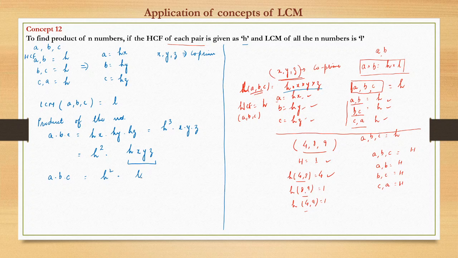So this we can generalize. Why only 2 came? If we have three numbers, then the power will be one less. Had it been four numbers, say A, B, C, D, it would have been H cube into N. So if there are N numbers, the product of all those N numbers would be nothing but H raised to power N minus 1, right, into the LCM of the N numbers. So this is the standard relation.